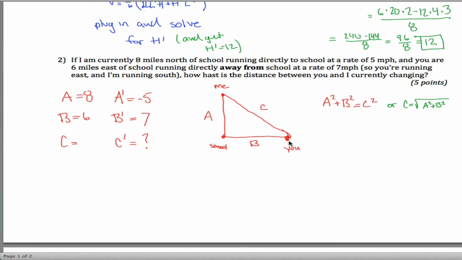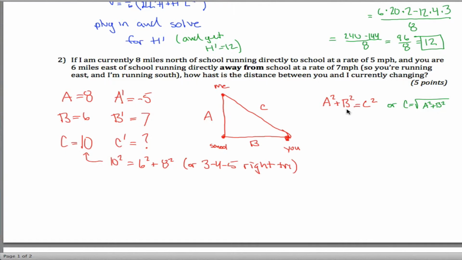Because this is a 3, 4, 5 right triangle. This is twice 4. This is twice 3. So this must be twice 5. In other words, 10. Maybe I should explain that in case people aren't watching the video. 10 squared equals 6 squared plus 8 squared. Or 3, 4, 5 right triangle.